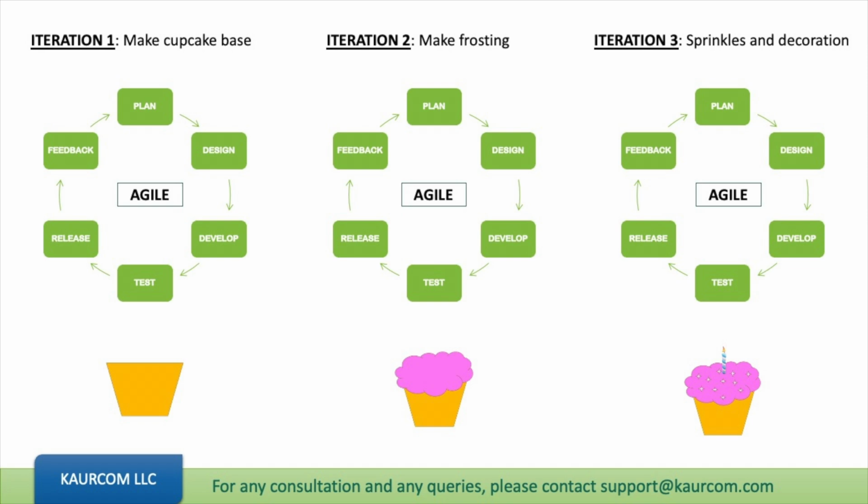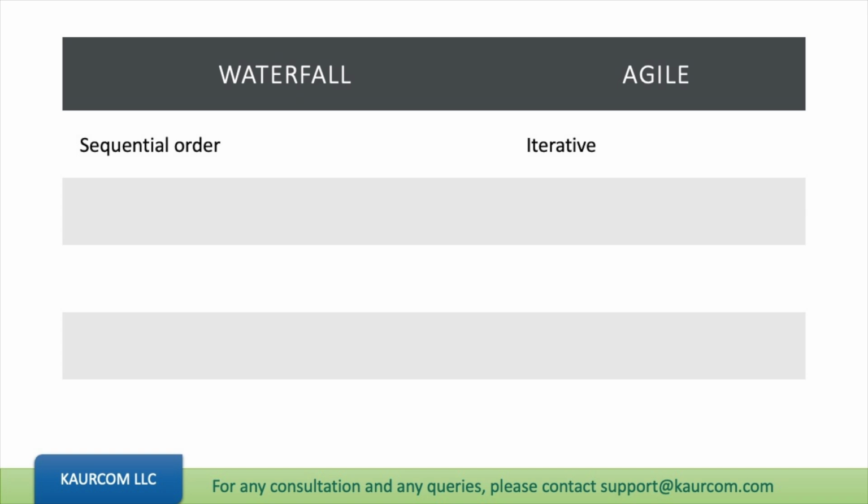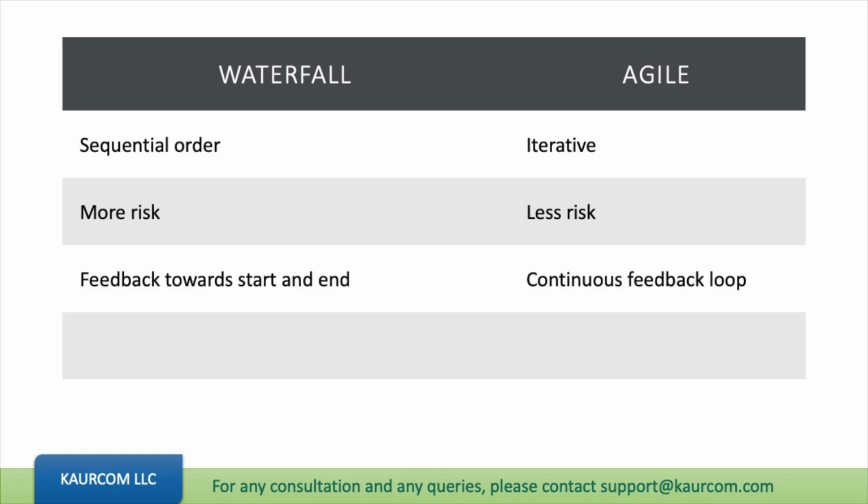To summarize, here are the major differences between Waterfall and Agile models. Number 1, the Waterfall model follows a sequential and linear approach where the next step follows only after the completion of the previous step, therefore making it a very rigid model. Agile, on the other hand, is iterative and incremental in nature. Next, the Waterfall model adds more risk to the successful delivery because here you get the feedback only towards the start and end of the entire process. This can significantly add cost of delay and rework.